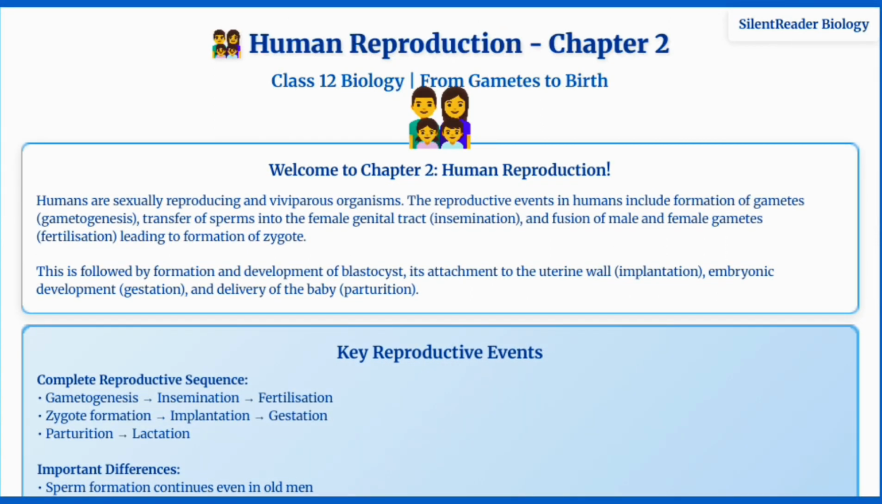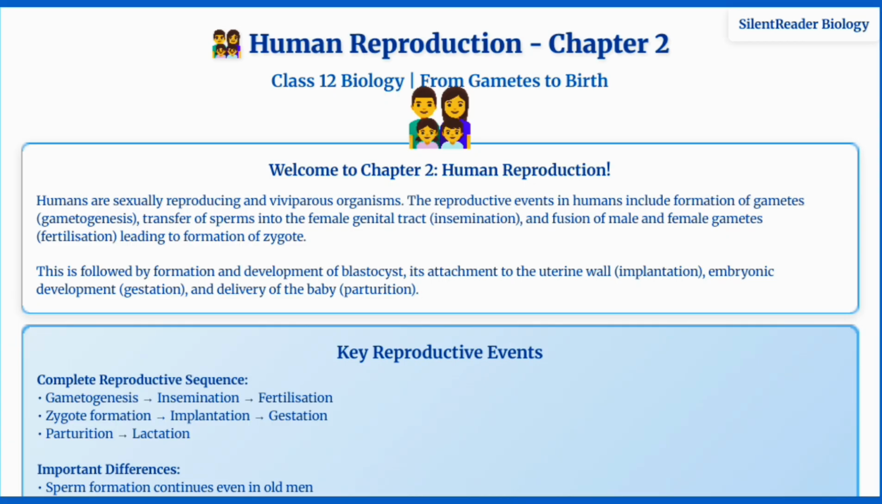Welcome to Chapter 2 of Class 12 Biology, Human Reproduction. In this comprehensive chapter, we'll explore the fascinating biological processes that enable human reproduction, from the formation of gametes to the birth of a new human being. Humans are sexually reproducing and viviparous organisms, meaning fertilization occurs internally and the embryo develops within the mother's body.